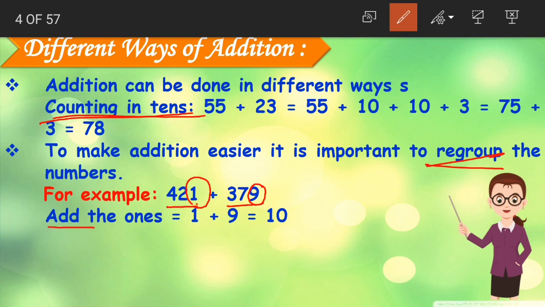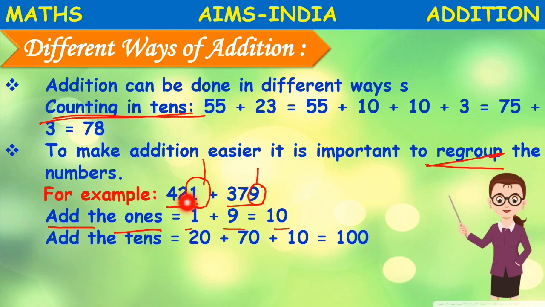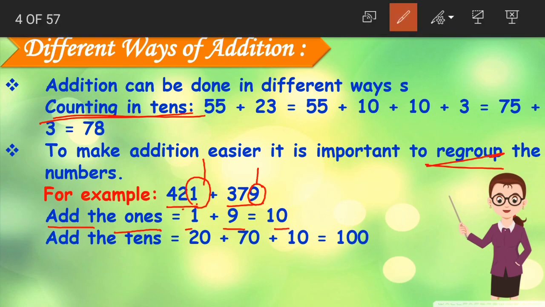We are adding them. Add the ones. 1 plus 9. 1 plus 9 becomes what, children? 1 plus 9 becomes 10, right? We have 10. Now next, moving on to the tens. After ones we have tens. 2 and 7. These are 2 tens and 7 tens. So the value will be 20 and 70.